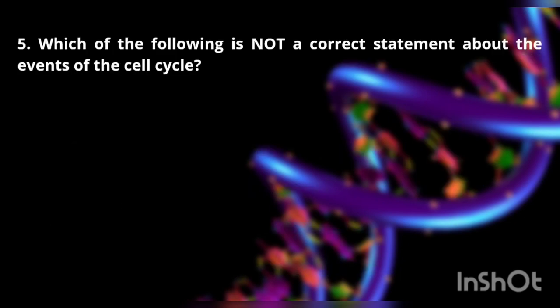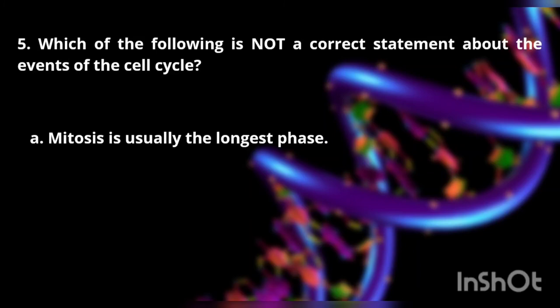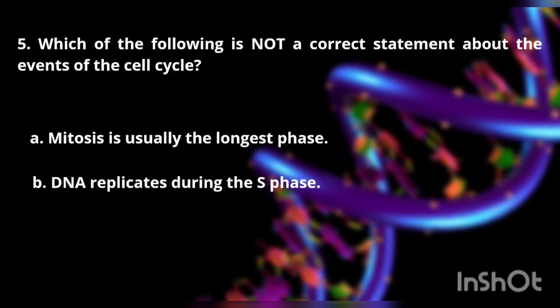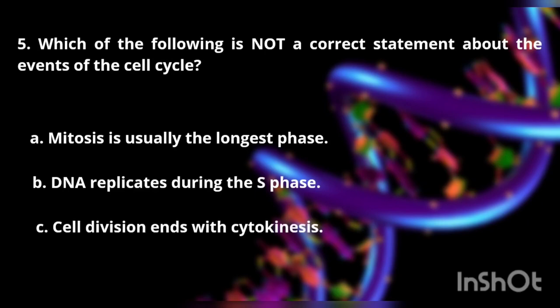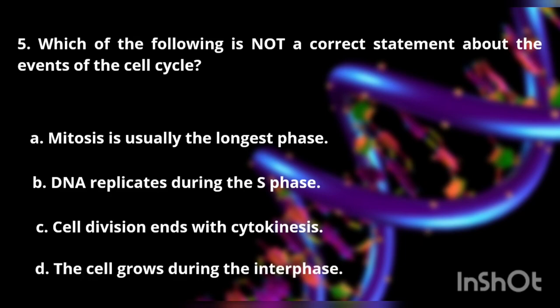Number 5. Which of the following is not a correct statement about the events of the cell cycle? A. Mitosis is usually the longest phase. B. DNA replicates during S phase. C. Cell division ends with cytokinesis. D. The cell grows during the interphase.